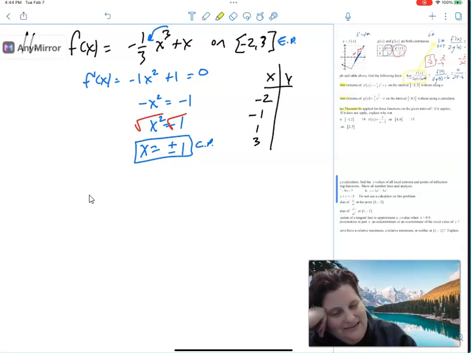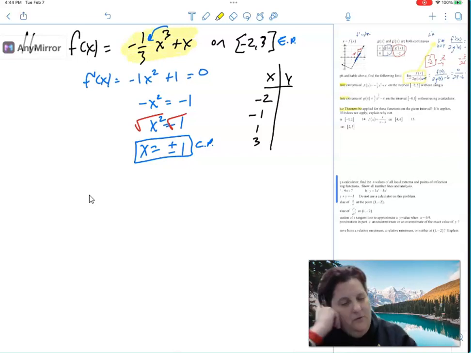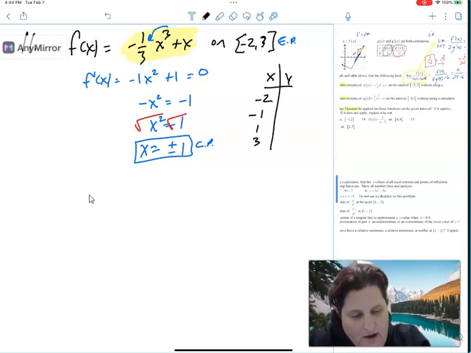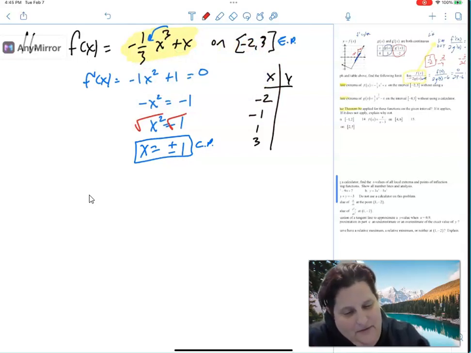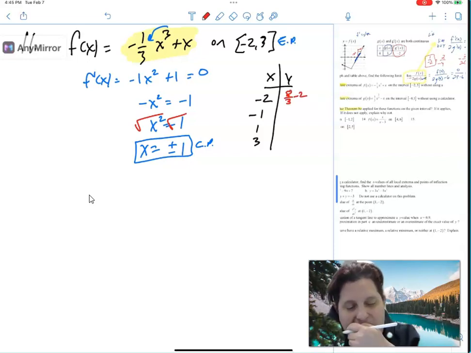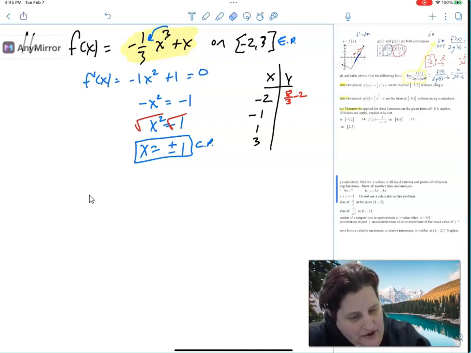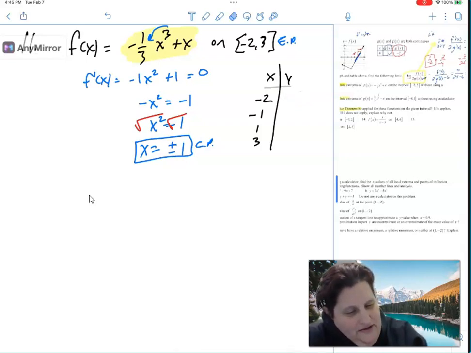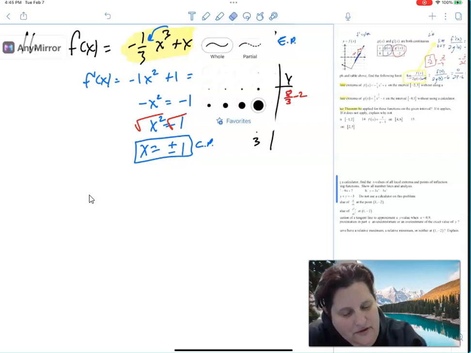And where am I testing them? Well, I'm testing them in the original problem. If I plug in negative 2 to the third, that's negative 8. So that's going to end up being 8/3 minus 2. Should I figure out what that is? Sure. 8/3 minus 6/3, so that's 2/3, I think.